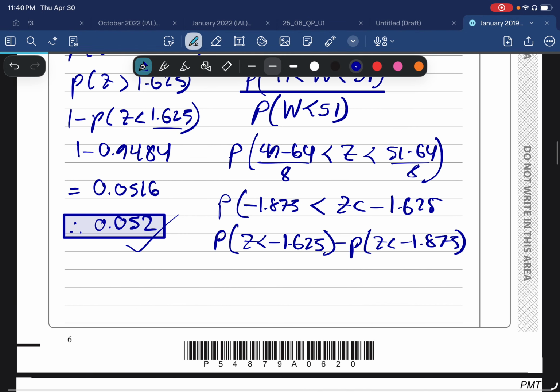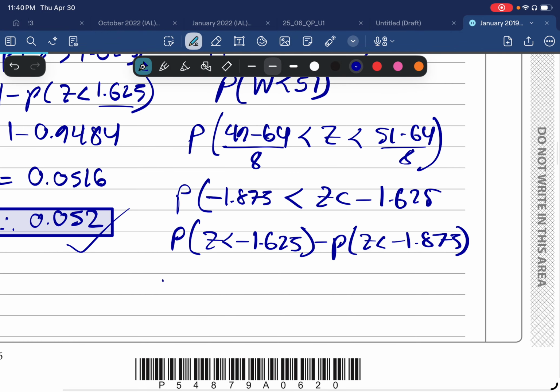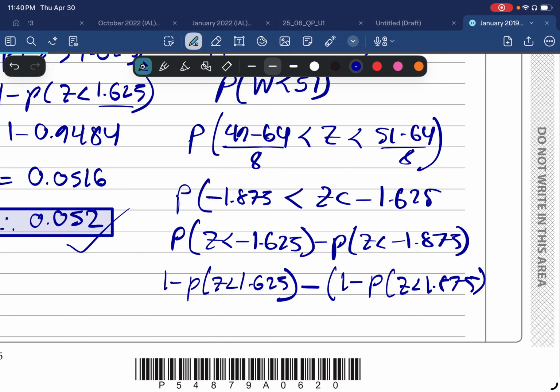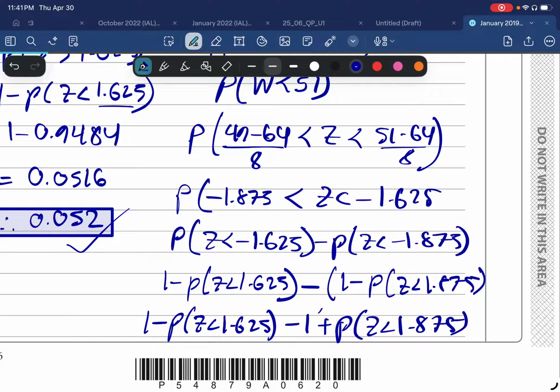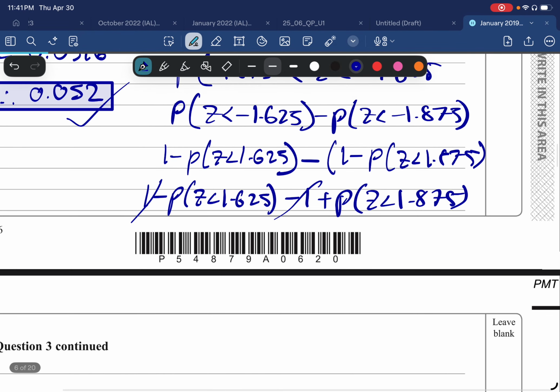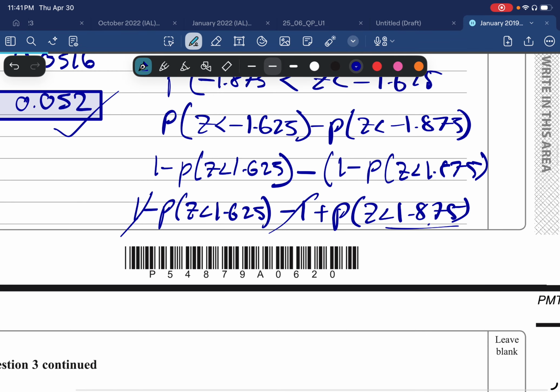How many marks is this? 4 marks. So it's going to be a little bit lengthy. This is going to be probability Z is less than 1.625 minus probability 1 minus probability Z is less than 1.875. So we can simplify this a little bit. There you go. Minus 1 plus probability Z is less than 1.875. The ones cancel out. And we need to find the probability that is 1.88.